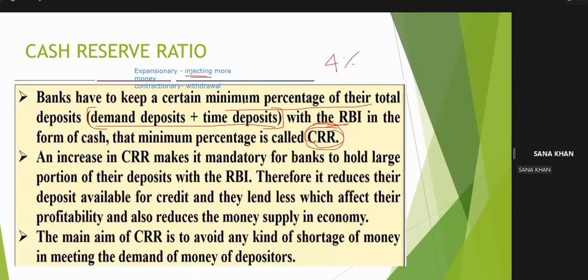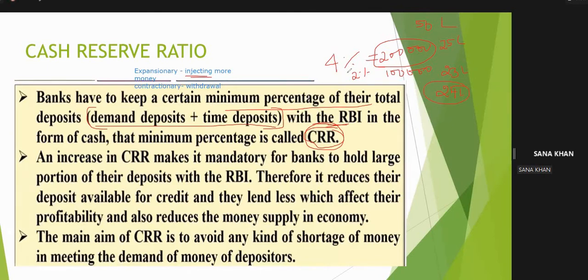Suppose 4% of your total demand deposits and time deposits is to be saved with the RBI. Suppose you have 50 lakh rupees. I'm giving you an example. You have to deposit 2 lakhs with RBI out of your time deposits and demand deposits of 25 lakhs. You will be left with 23 lakhs to be given out as lending. But suppose this has been reduced to 2%, maybe you will start depositing only 1 lakh. So the money supply, that is, your bank can lend 24 lakhs to the general public.